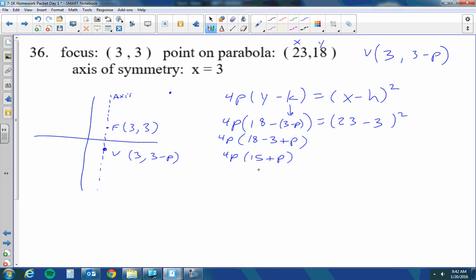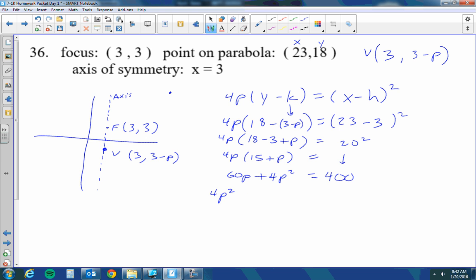And now you can distribute the 4p. What's 4 times 15? So 60p plus p, 4p squared. All right, that's cleaned up. Over here, that's just 20 squared, which is what? 400. Good. All right, we have a quadratic.